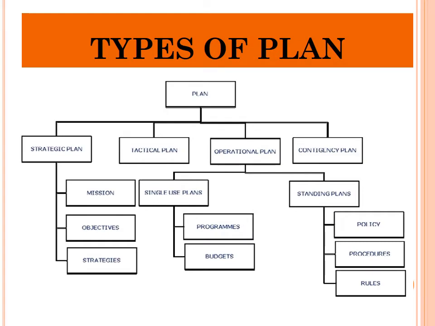In this diagram, you can see different types of plans. Plans may be strategic, plans may be tactical, plans may be operational, and then plans may be contingency plans. In the strategic plans, there may be mission, objectives, and strategies. And in the operational plans, there are two kinds of plans, that is single use plans and standing plans. In single use plans, there are programs and budgets, and in standing plans, there are policies, procedures, and rules.